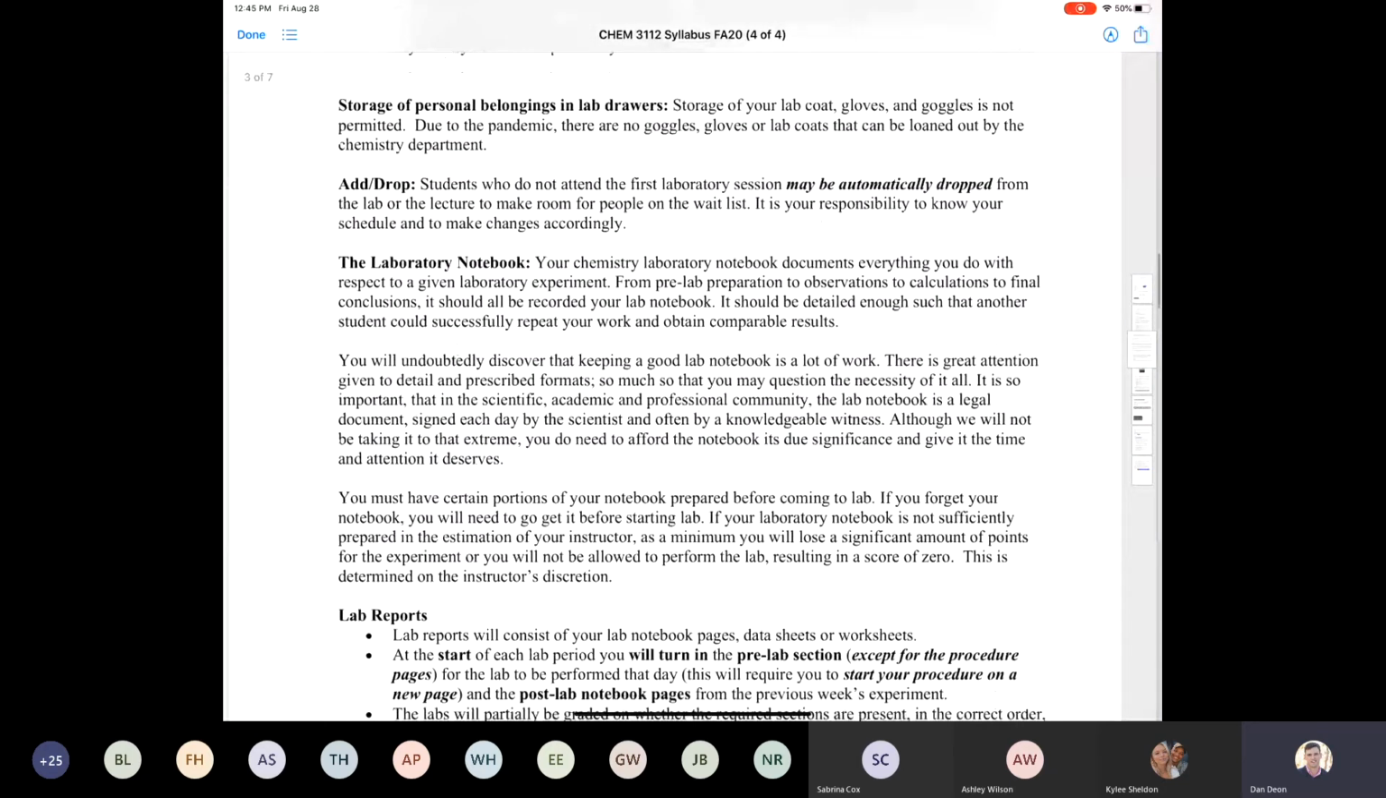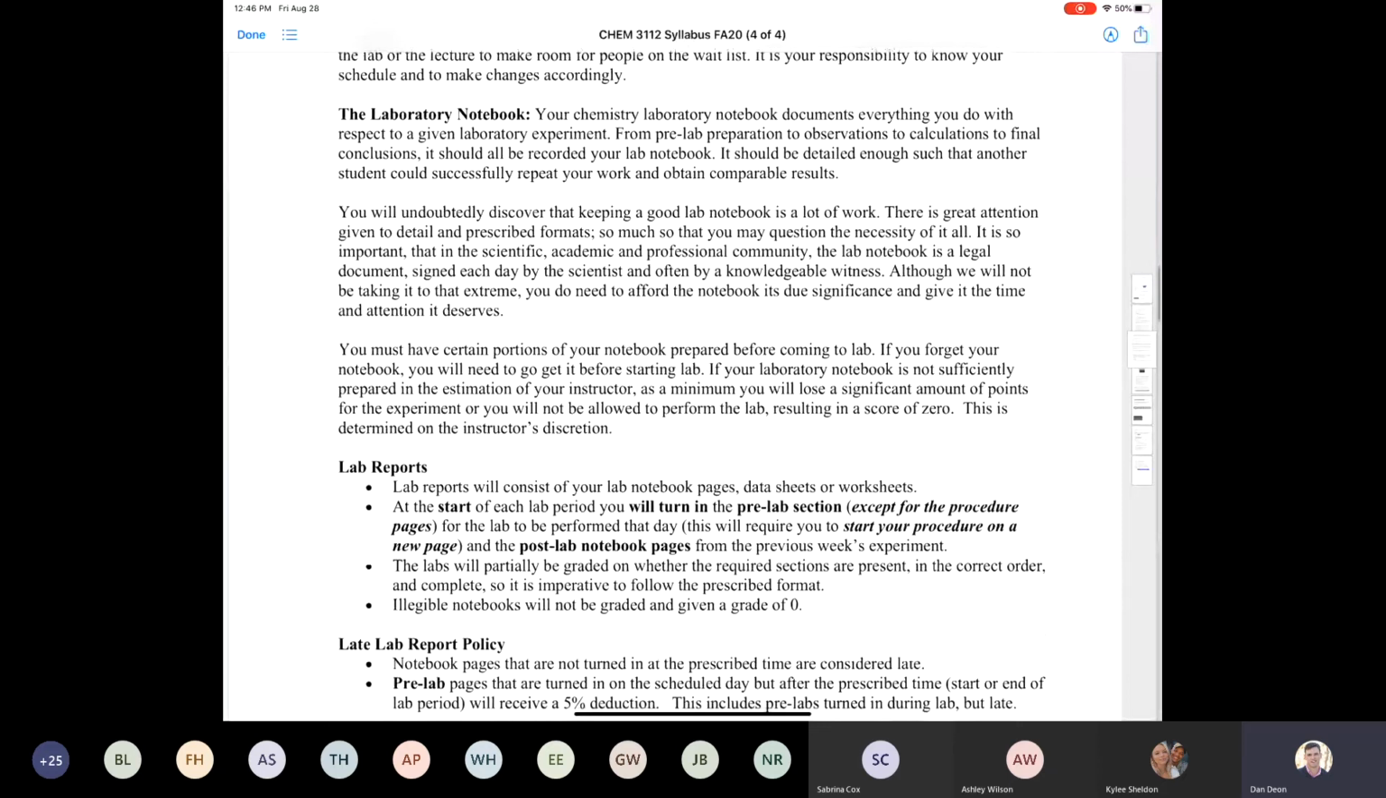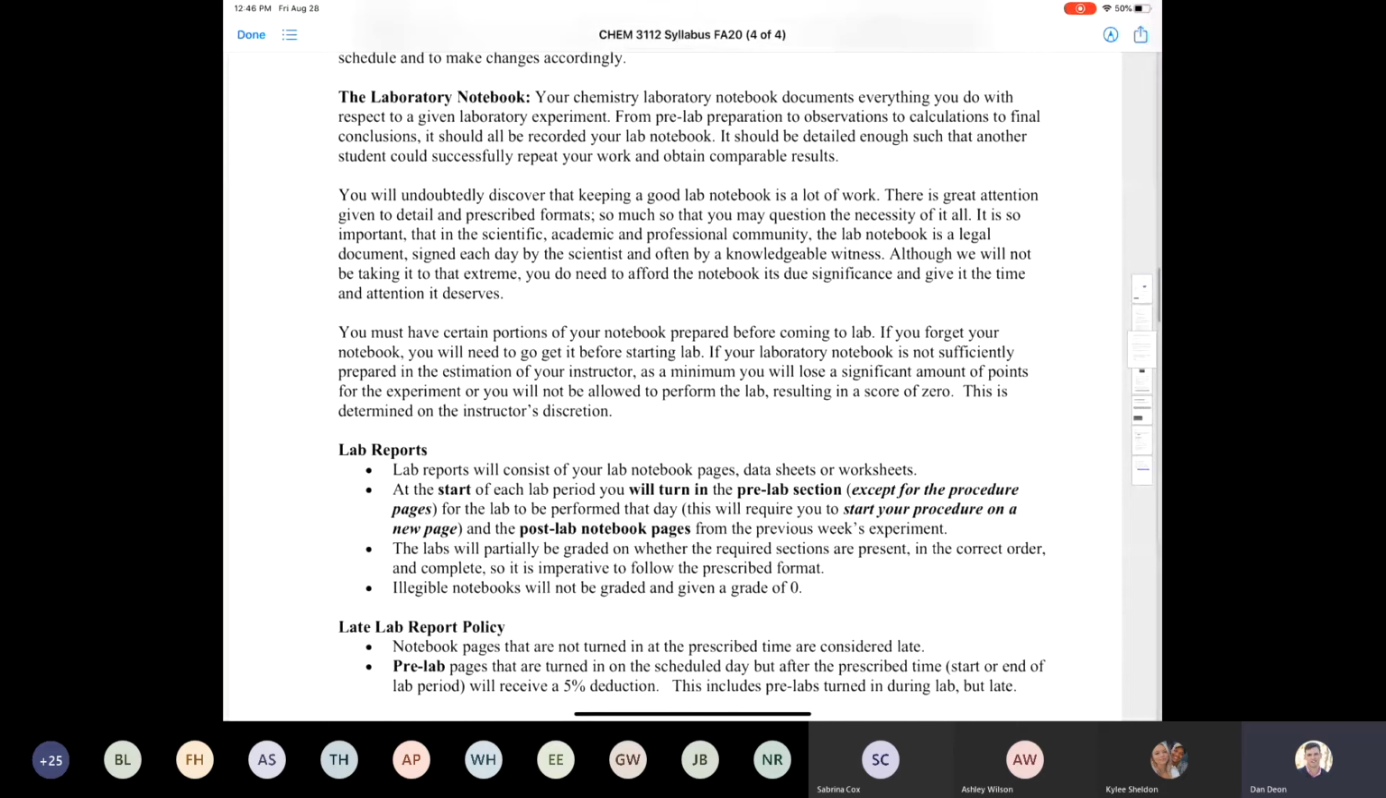Storage of personal belongings in the lab drawers. Again, you can imagine that on account of the pandemic, we cannot do that, and we can't be loaning out anything. The lab notebook. So let's talk about your lab notebook a little bit.